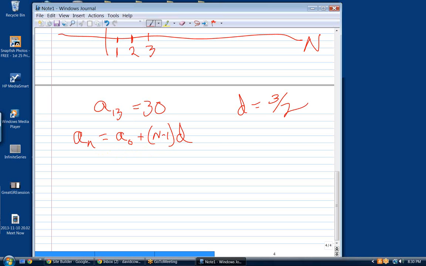Now let's fill in what we know and see if we can solve for what we don't know. We know the 13th term is 30. So I know a sub 13 is 30, so I can write 30 there with n being 13. I don't know the first term, but I know n is 13, and I know the common difference is that. So that now allows me to solve for the first term of this sequence. What is it?